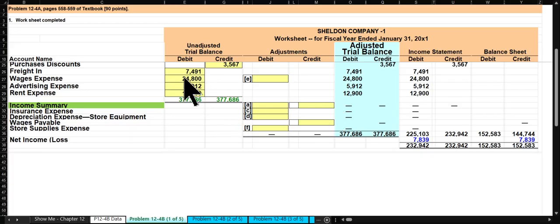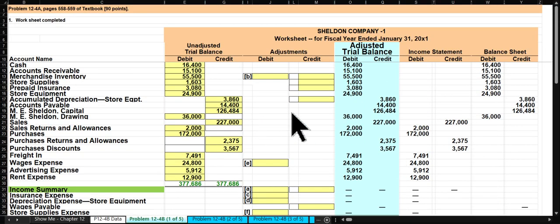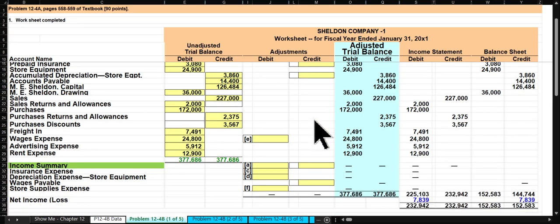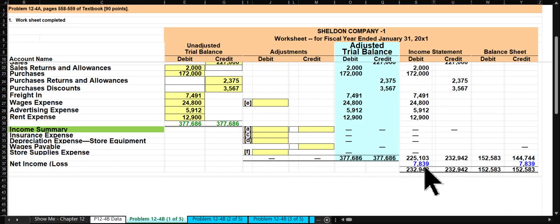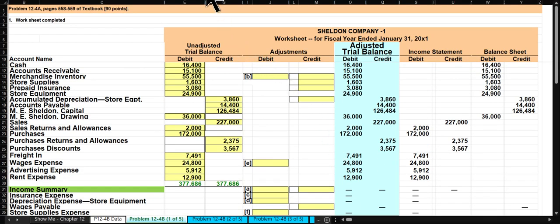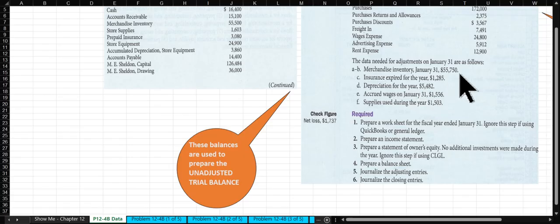Notice also that based on the unadjusted trial balance, we have a net profit of $7,839. Now, that is not the correct amount, most likely, because we have yet to record the adjustments. Once we record the adjustments, which would get us to the correct balances, we will then be able to determine the correct income or loss for this particular fiscal year. Let's take a quick look at the adjusting information that we need to use.